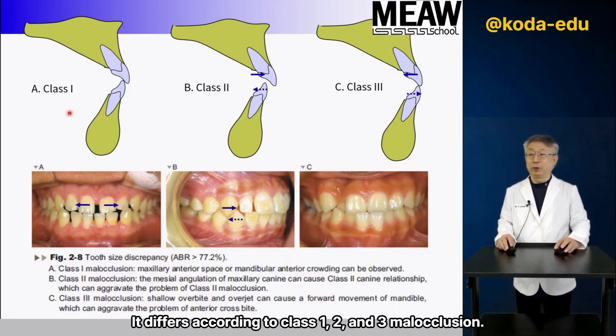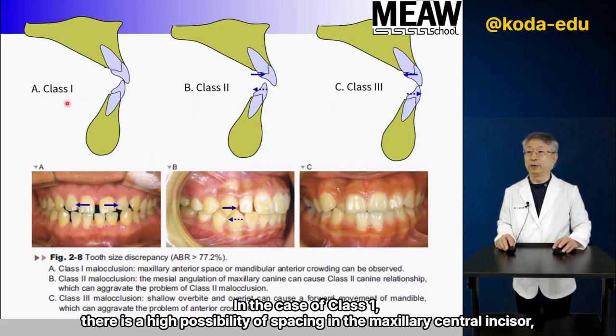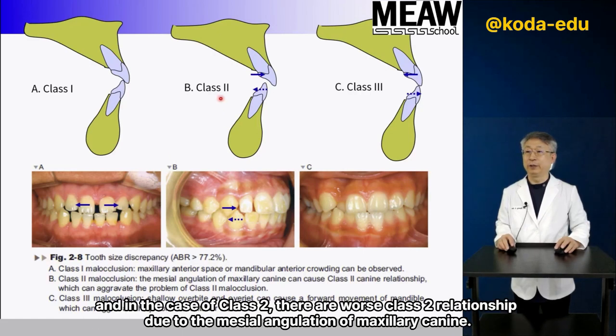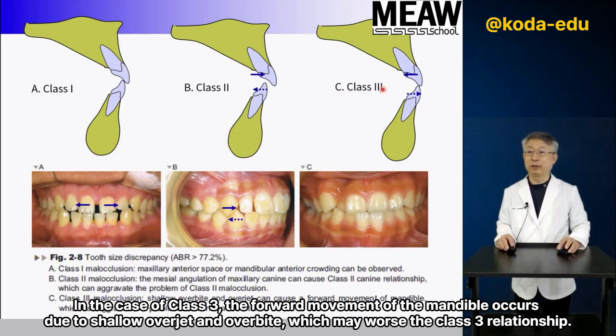It differs according to class 1, 2, and 3 malocclusion. In the case of class 1, there is a high possibility of spacing in the maxillary central incisor. And in the case of class 2, there is a worse class 2 relationship due to the mesial angulation of the maxillary canine. In the case of class 3, the forward movement of the mandible occurs due to shallow overjet and overbite, which may worsen the class 3 relationship.